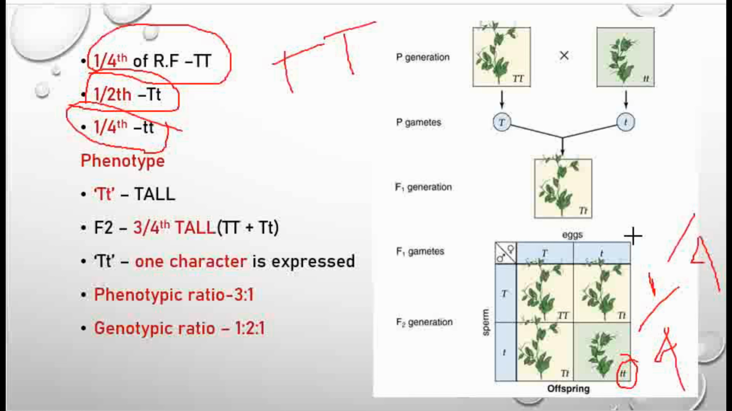And among 4, only how many is capital T? Only one. And if you see, this combination is 2. So we write it as 2/4, we will get 1/2. So 1/2 we get this combination. So this is the probability.